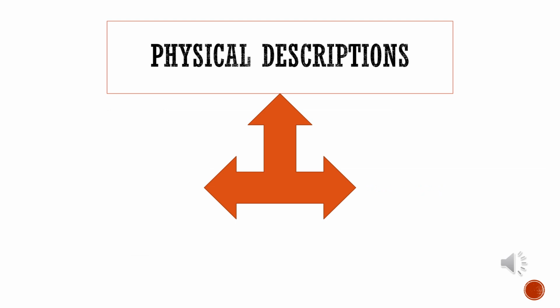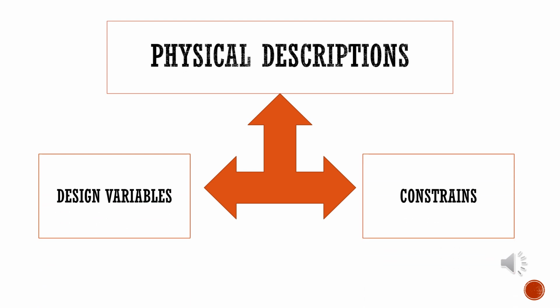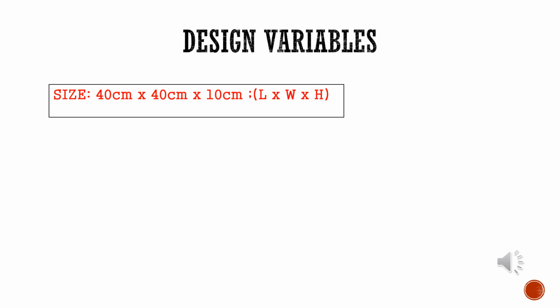Physical description is divided into two, which is design variable and constraint. I will explain about the design variable first. For design variable, our product has small size which is 40 cm in length, 40 cm in width, and 10 cm in height with estimated weight of 15 kg.